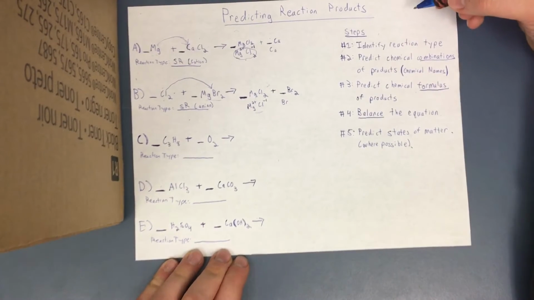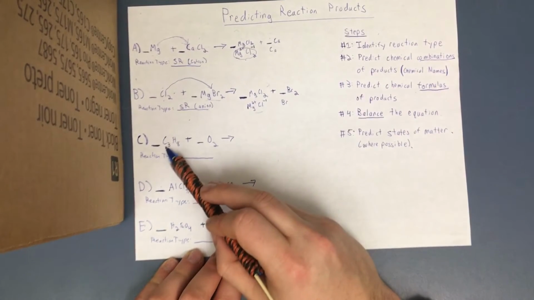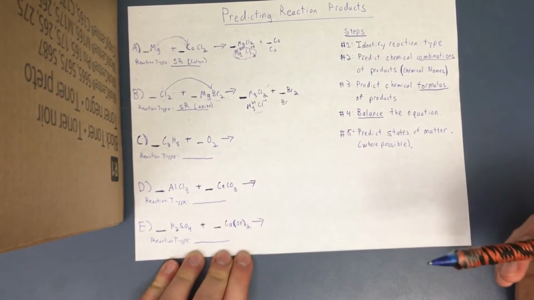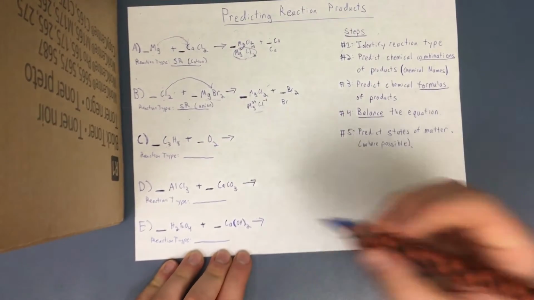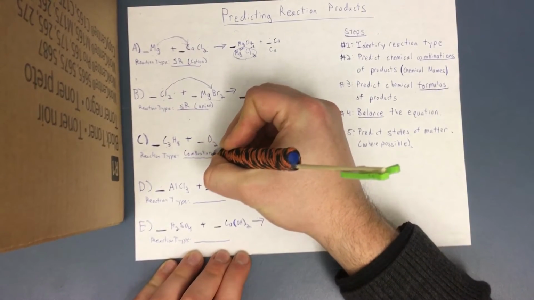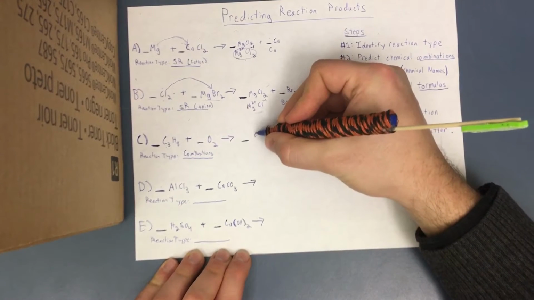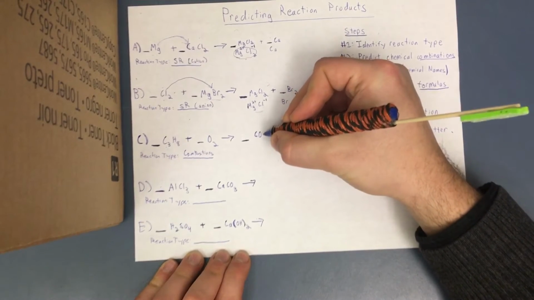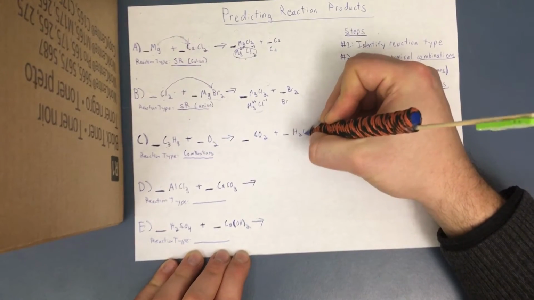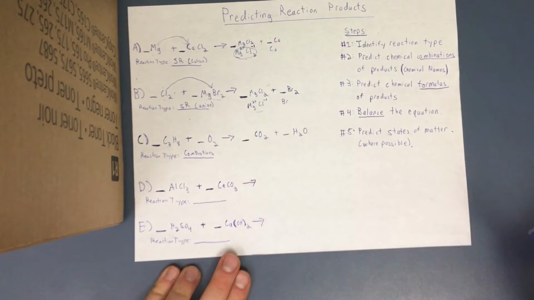Let's go through the same process again for letter C. So we look at this and we see that we have a carbon and hydrogen compound reacting with oxygen. That should be an immediate tip-off to you that this type of reaction is a combustion. And combustions are easy to predict the products of because they always have the same products. The products of a combustion reaction are always carbon dioxide and water. So that part's easy. This part's always going to be the same.